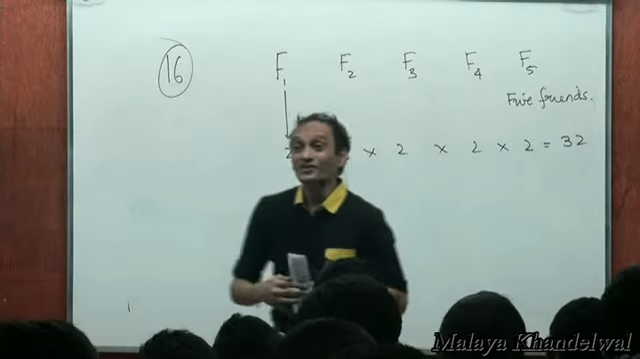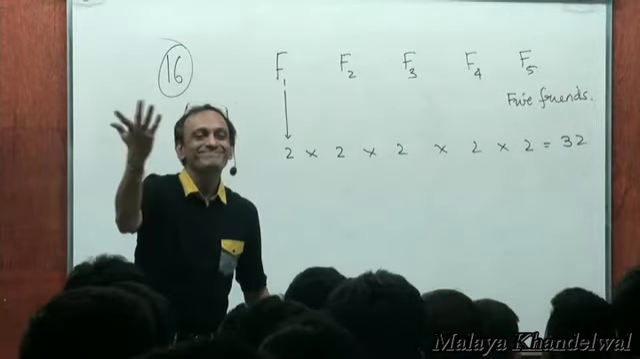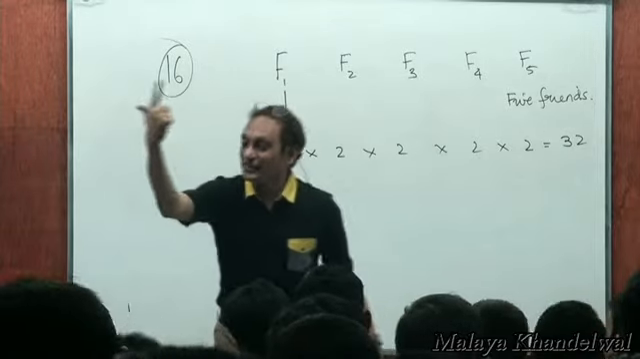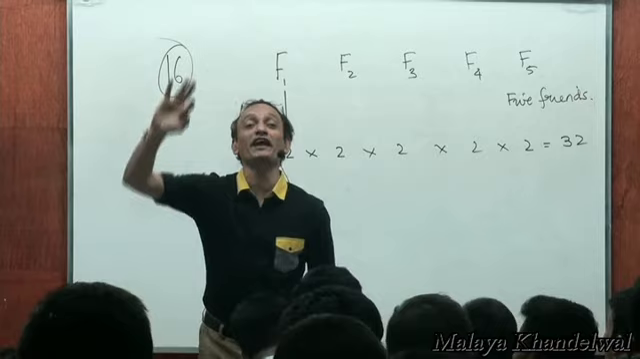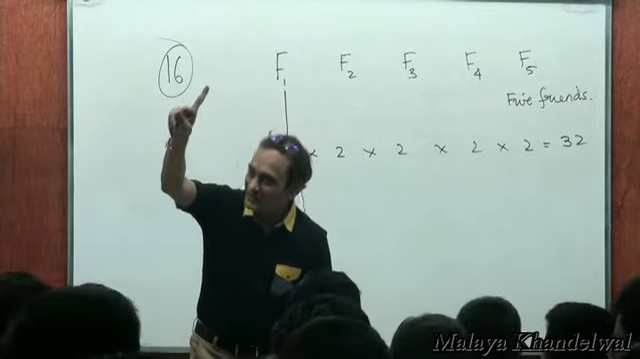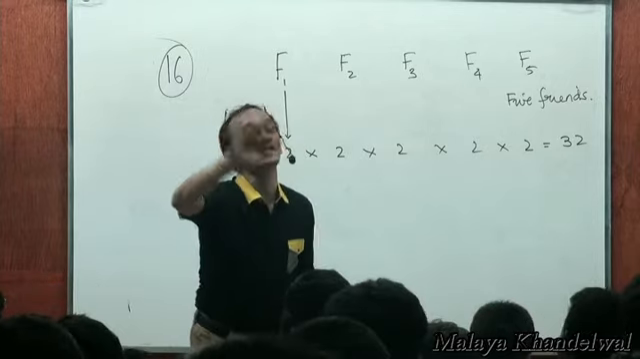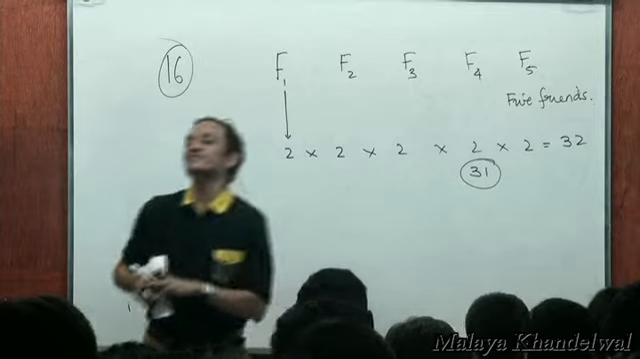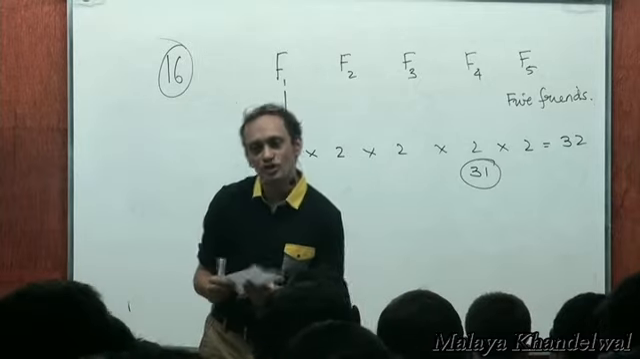Yes, all of you are right. This includes that one case in which he invites no friend. So exclude that one case in which he invites no one. That makes it 31. 31 ways in which he could invite one or more friends to a party.